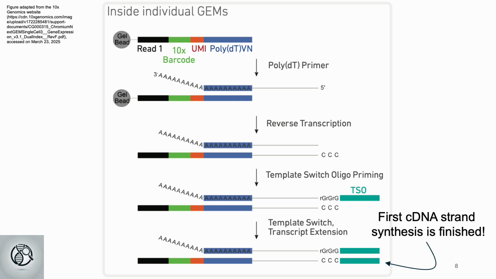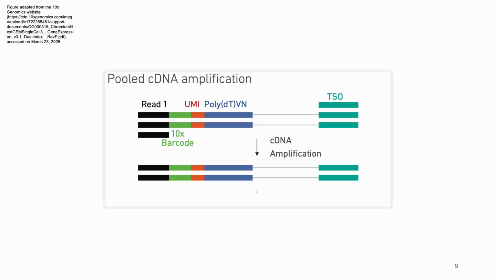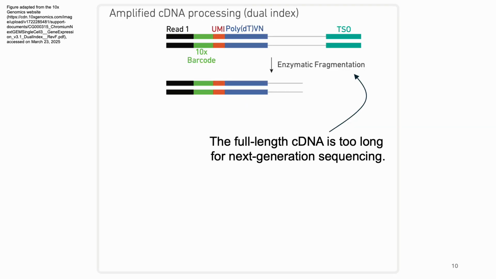Once the first strand of cDNA synthesis is complete, the gems are broken and the cDNA strands are pooled together for further processing. After the cDNA strands from individual gems are pooled together, they undergo PCR amplification to generate sufficient material for library construction, as shown here. Once cDNA is amplified, it undergoes enzymatic fragmentation and size selection to optimize the amplicon size, 300 to 400 base pairs, as full-length cDNA is too long for next-generation sequencing.